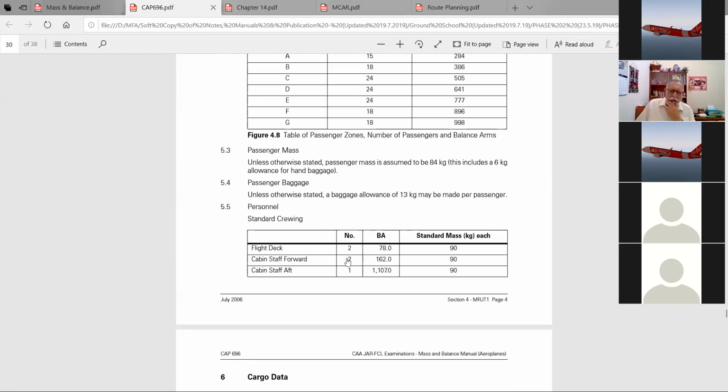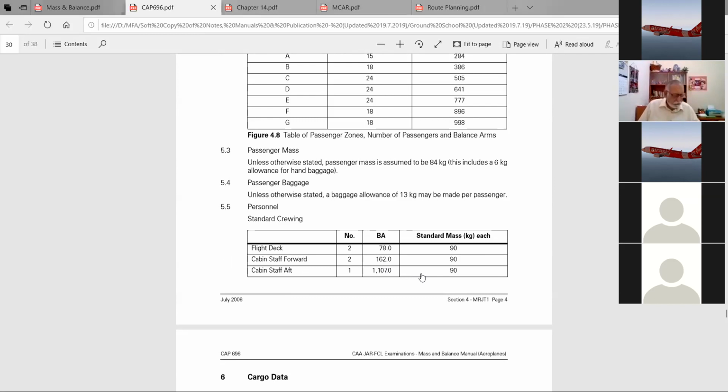Now here we have a little information. Very important, make a note on this paragraph 5.5. This information about passengers, the flight deck crew and the captain, etc. Make a note over here. This is included in your DOM. What is DOM?